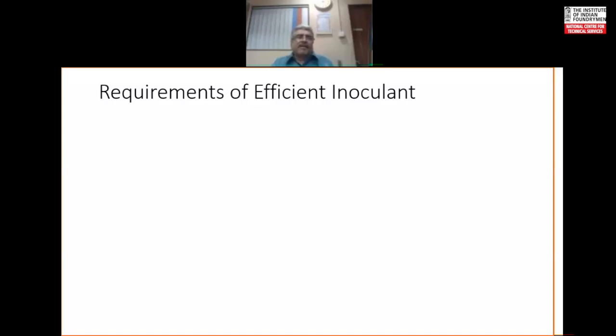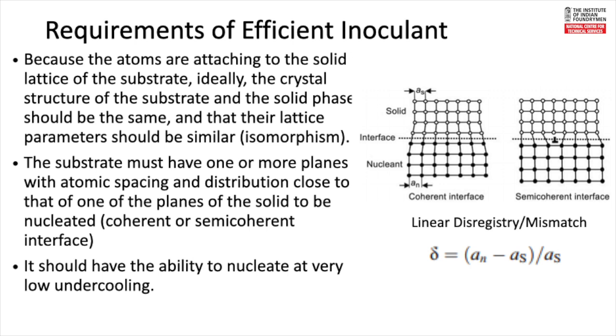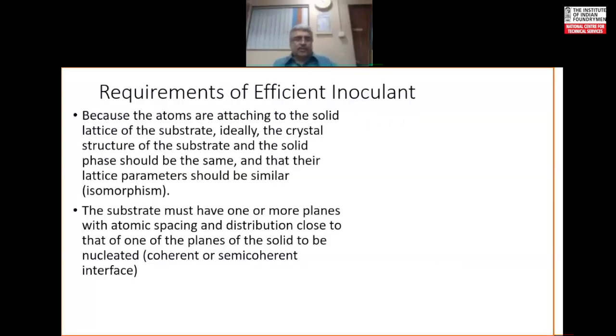Other requirement of an efficient inoculant is that carbon atoms are supposed to attach to the lattice of this substrate, the inoculating particle. Ideally, the crystal structure of the substrate and the solid which is going to form on it should be the same. That is ideally. That is, the lattice parameters should be very similar. The substrate must have one or more planes with atomic spacing and distribution which is close to that of one of the planes of the solid to be nucleated in this case.